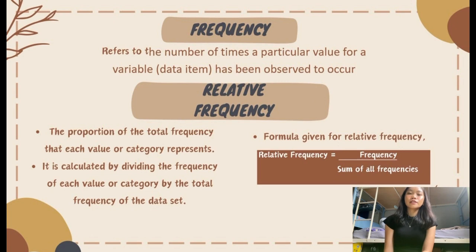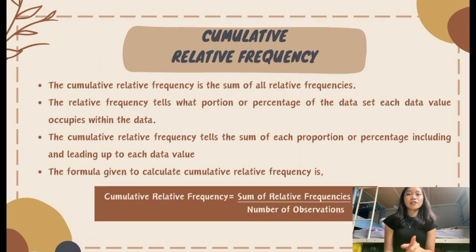First and foremost, I will explain the 3 components that are used to complete this part. First component is frequency. This refers to the number of times a particular value for a variable has been observed to occur. Next is relative frequency. This refers to the proportion of the total frequency that each value or category represents. It is calculated by dividing the frequency of each value or category by the total frequency of the data set. Lastly, cumulative relative frequency refers to the sum of each proportion or percentage including and leading up to each value. It is calculated by dividing the sum of relative frequencies by the number of observations.